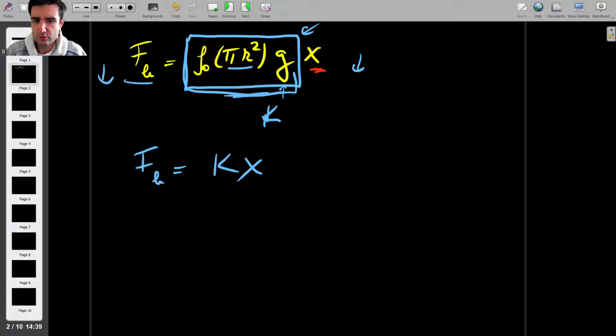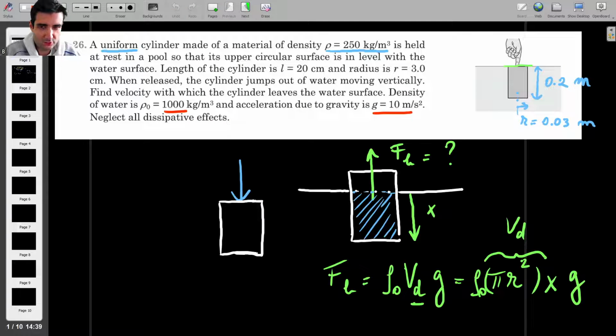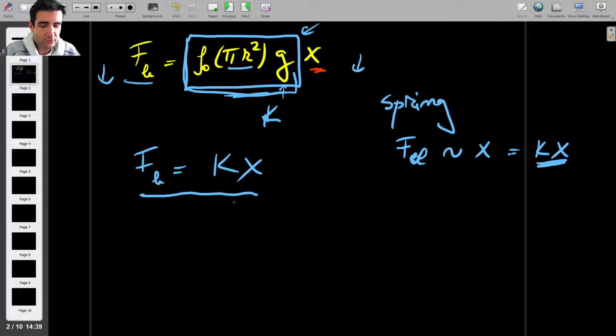So where have we seen this before? Well, this is actually the same as a spring force, isn't it? Because if you have a spring, then the elastic force in the spring is proportional to the displacement, and we usually write it as kx. Right? That's what we call the force, the spring constant times x. So while we're not actually dealing with a spring in this question, because the buoyant force, the force due to the water, equals a constant times the displacement, we can treat the water as a spring in a way.